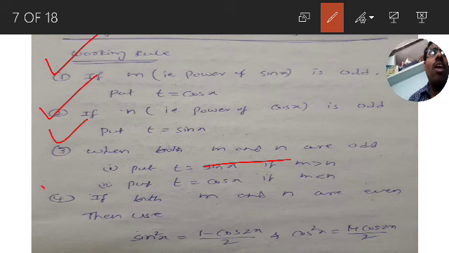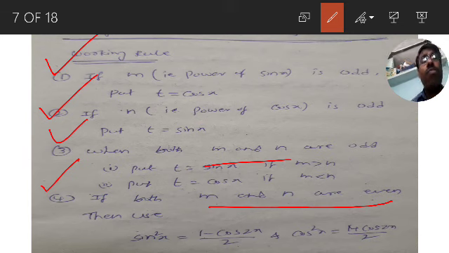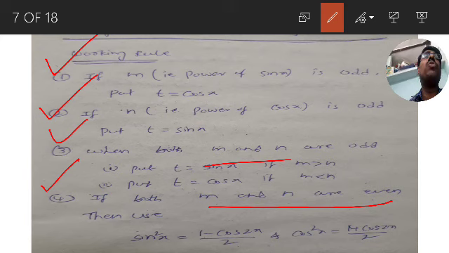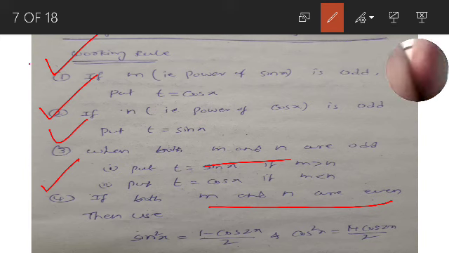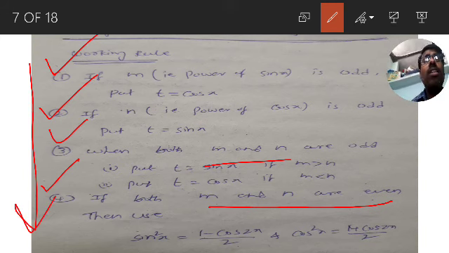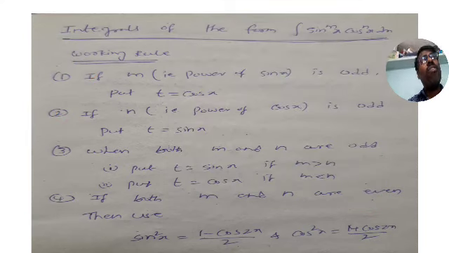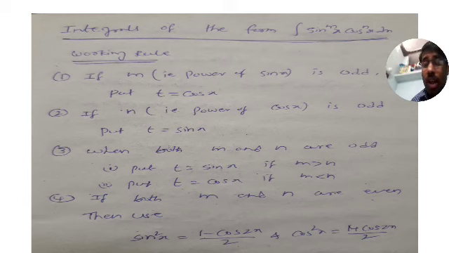And the fourth one is if both of them are even. Then use the formula sin square x is equal to 1 minus cos 2x by 2 and cos square x is equal to 1 plus cos 2x by 2. That is, sin square a is 1 minus cos 2a by 2, cos square a is 1 plus cos 2a by 2. These are the 4 steps to be followed. This is the working rule of finding the integrals of the form integration sin power of mx into cos power of nx dx.